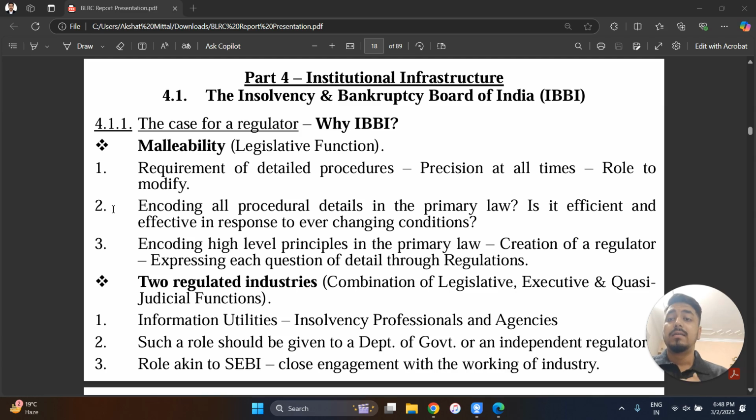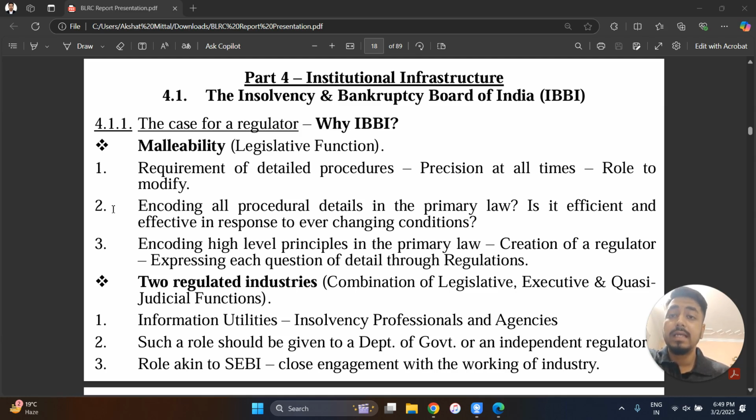Now, how does this committee explain why this regulator is necessary? So, this committee has observed that in the insolvency and bankruptcy framework, there is a requirement at each step to encode very detailed procedures. And this insolvency and bankruptcy field is ever changing because market situations are changing, market trends are coming forward, so the lending practices of the banks change. So, in response to that, the insolvency and bankruptcy code should also be able to adapt to those changes.